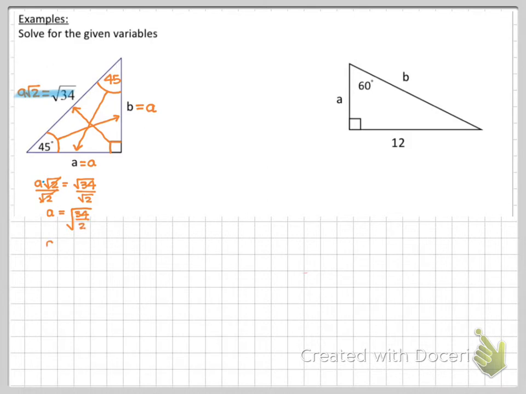Now that they're both inside, I can actually divide. So it's going to give me the square root, keep the square root symbol with you, of 17. I take a look at this. I have no square root in the bottom of the fraction. That's good.